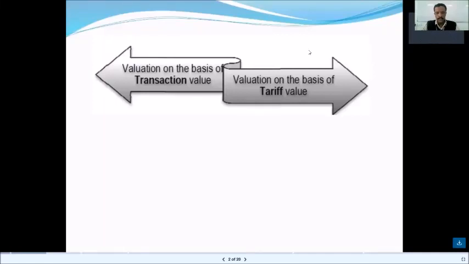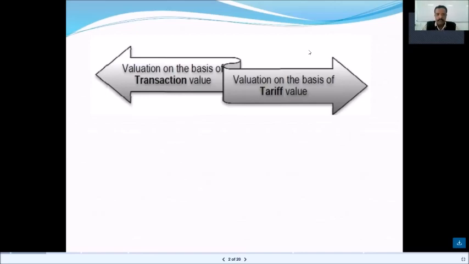The valuation rules of customs. So how is customs duty valued? How do you arrive at the value, and at what rate, on which you charge the customs duty, is what we are going to see in today's lecture.